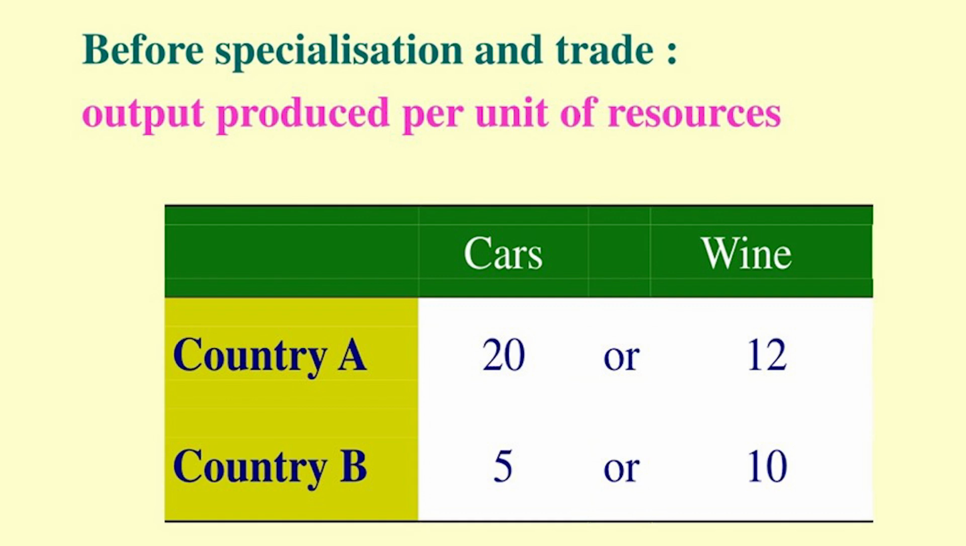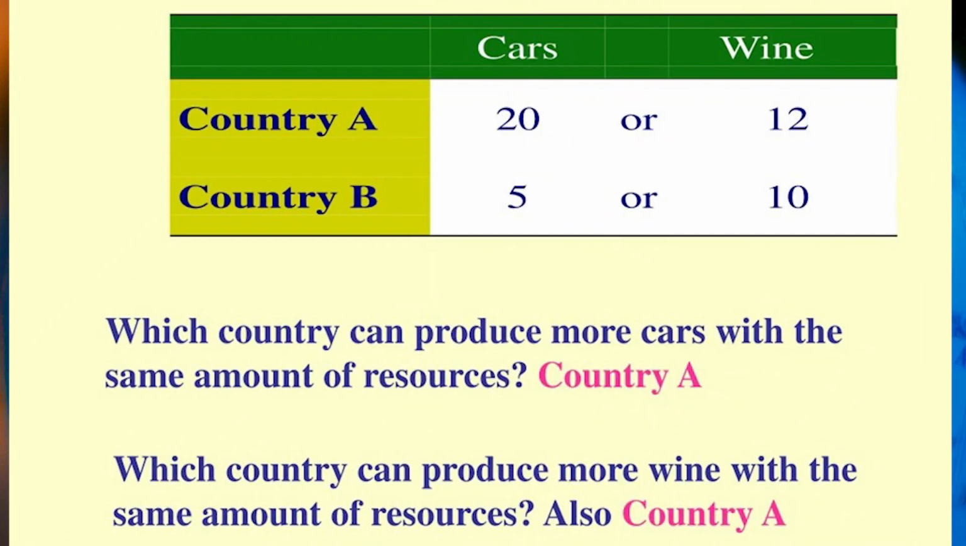So country A, in case of car it is 20, in case of wine it is 12. In country B, in case of car it is 5, and in case of wine it is 10. Now from the table, which country can produce more cars with the same amount of resources? It is observed that country A can. And which country can produce more wine with the same amount of resources? It is the same country, country A.